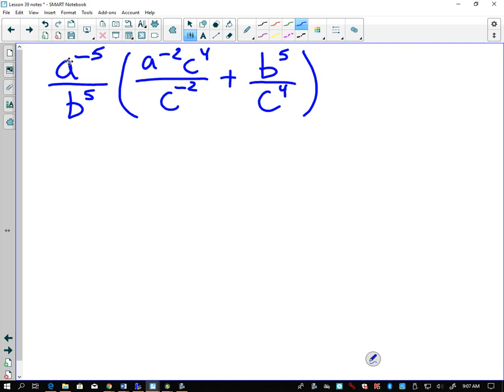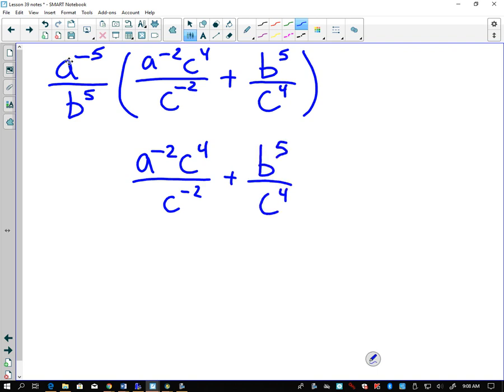What are they asking me to do with them? Add them. All right, so just looking at it in the most basic sense, I have a fraction plus a fraction. What do I have to have in order to add fractions? Common denominator. All right, so how could I get that? We got a to the negative second, c to the fourth, over c to the negative second, plus b to the fifth, over c to the fourth. What should my common denominator be? C to the what? C to the fourth. Good. All right. So the one on the right already looks like that, correct?